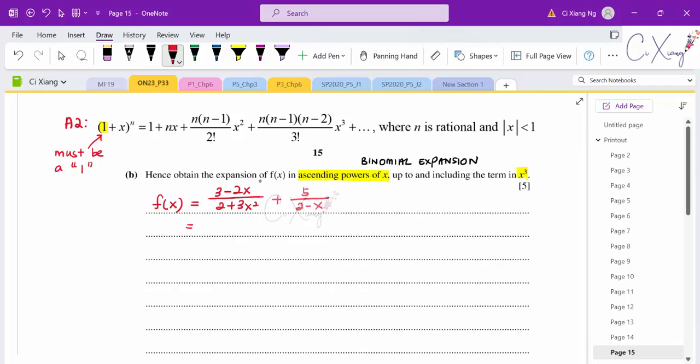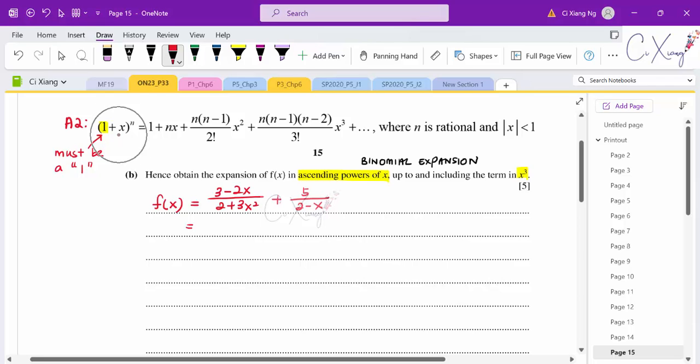Okay, so to apply the binomial theorem on these two fractions, I need to rephrase my fraction to become something in power. So if I want to rephrase it, I copy the numerator on top. The denominator at the bottom, I will want to bring it up, becoming power negative 1. Same thing happens for the second fraction here. So the 2 minus x, I want to bring it up and it will become power negative 1.